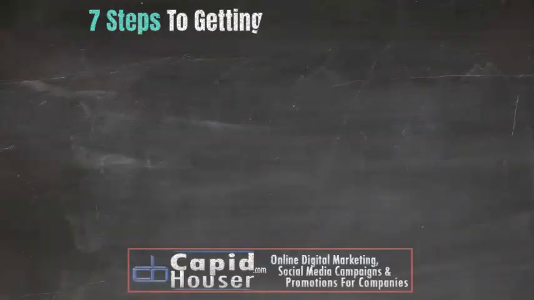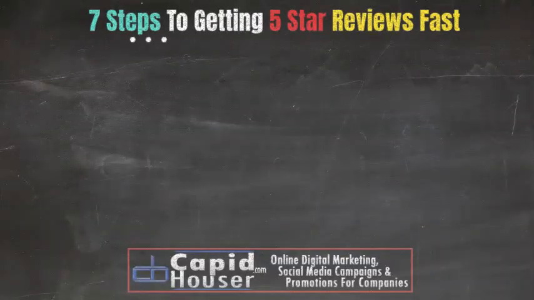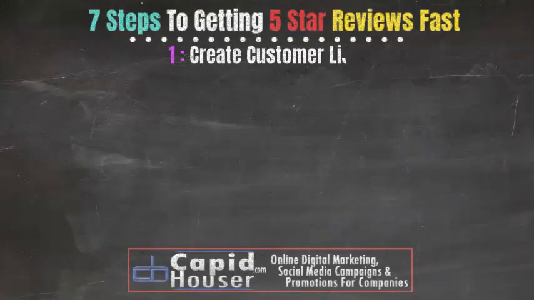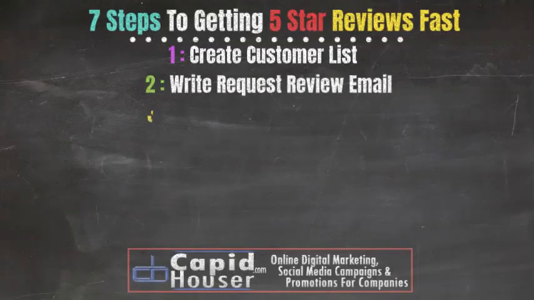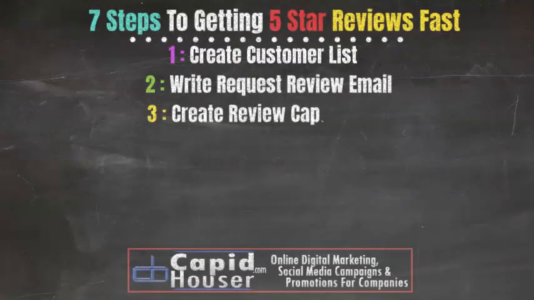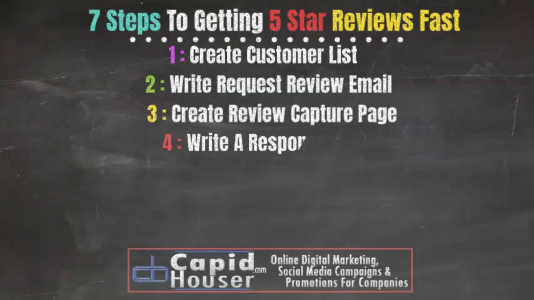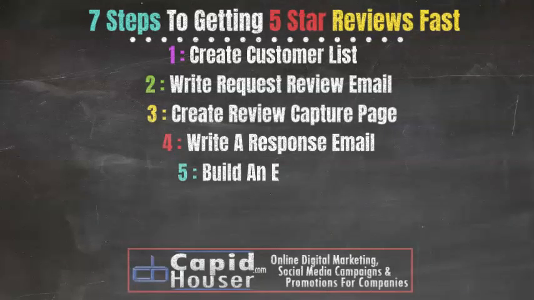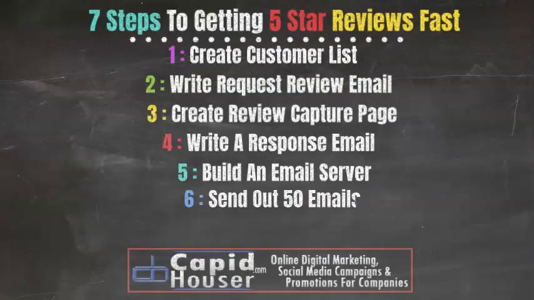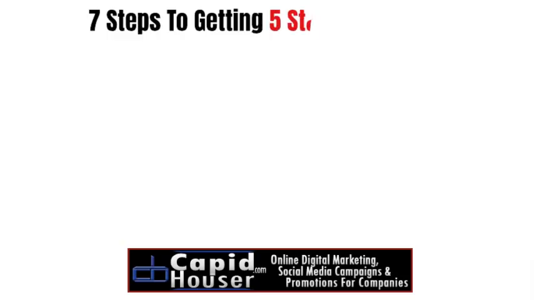So that's the 7-step process. Let me just review that. We want to create the customer list first, write the request review email, create the review capture page, write a response email, build an email server, send out 50 emails, and review the analytics. So these are 7 steps to getting 5-star reviews fast.